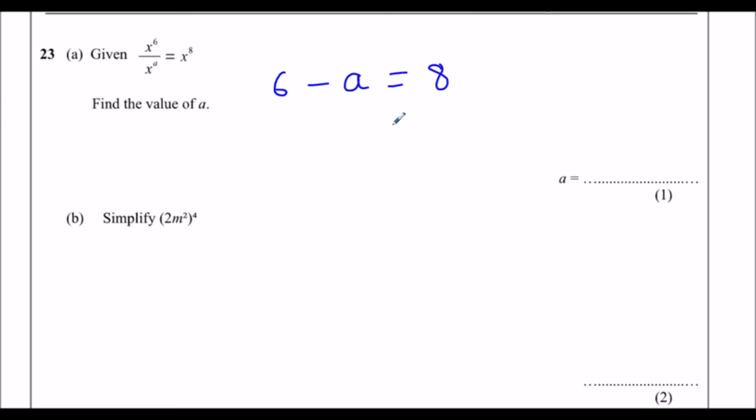It's going to have to be a negative number. So 6 take away -2 equals 8.